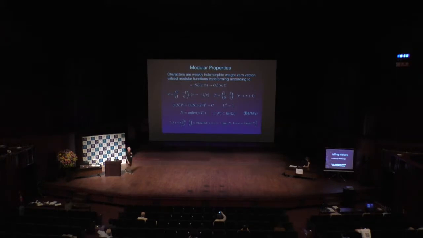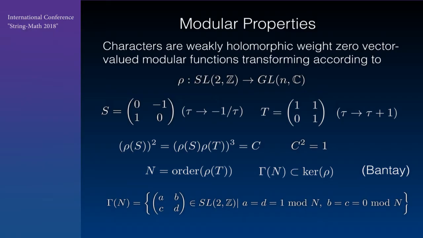So one of the central things in this talk is going to be the modular properties of the characters of rational conformal field theories. And the characters are weakly holomorphic weight zero vector valued modular functions. So what that means is that there is a representation of a modular group SL2Z, finite dimensional, little n, and we can specify the representation by specifying its value on the generators of the modular group, S, which takes tau to minus 1 over tau, and T, which takes tau to tau plus 1.